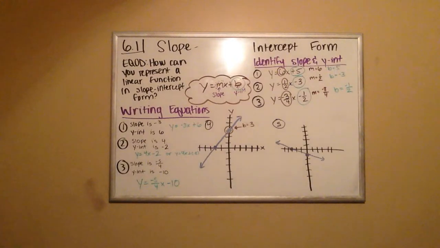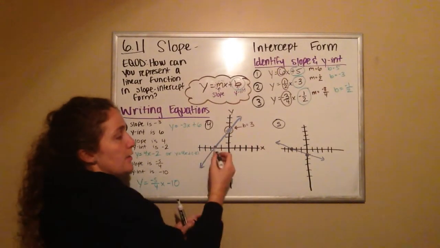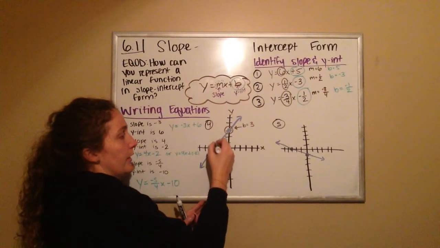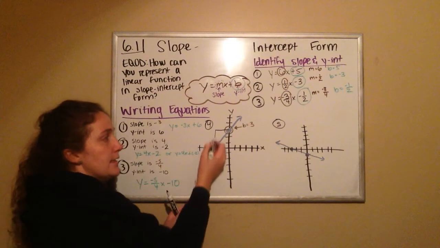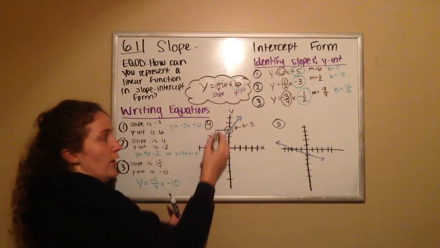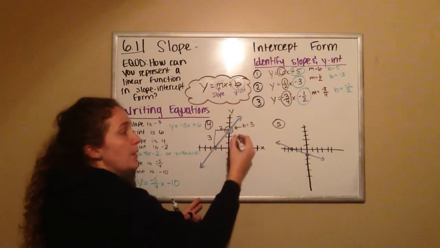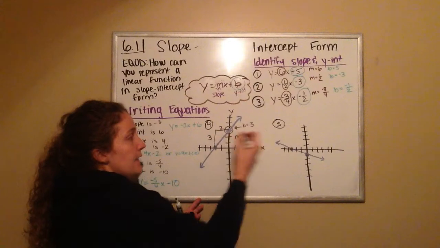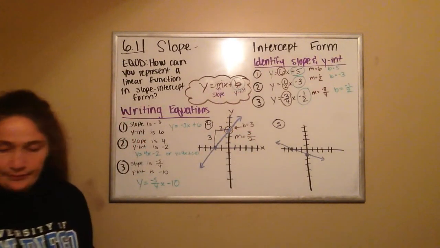Okay? Now to find our slope, we're going to look at our rise over run. So we have 2 points here. We're going to look at our rise and our run. So our rise from this point to the other point is 1, 2, 3. And our run is 1, 2. So the slope is rise over run. 3/2.